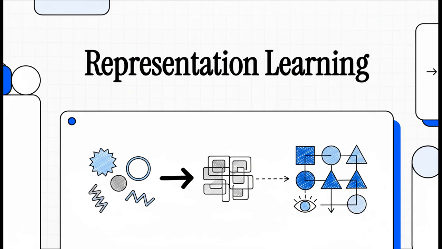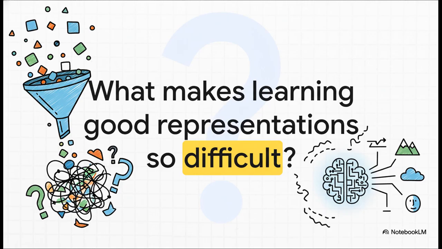All right, let's dive into one of the biggest, most fundamental challenges in all of AI: representation learning. This is all about teaching machines to actually understand data, not just crunch the numbers. But why is getting this right so incredibly hard? So yeah, what makes this so difficult?